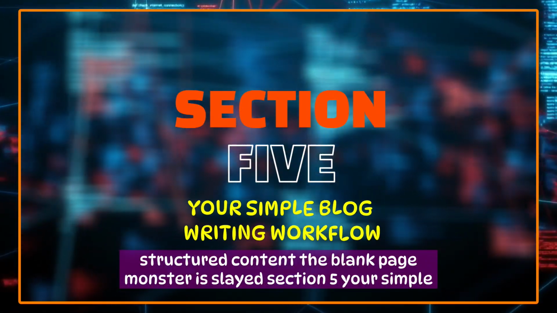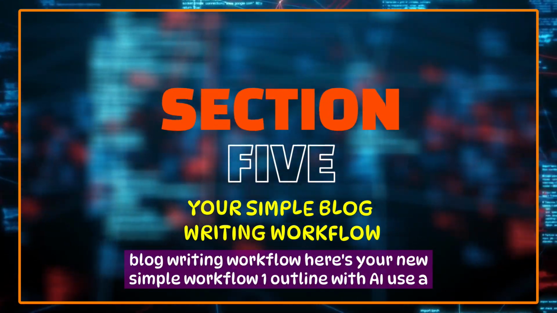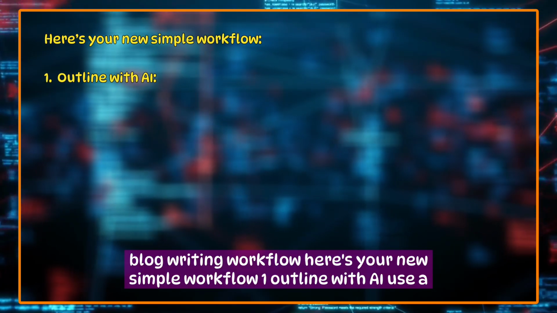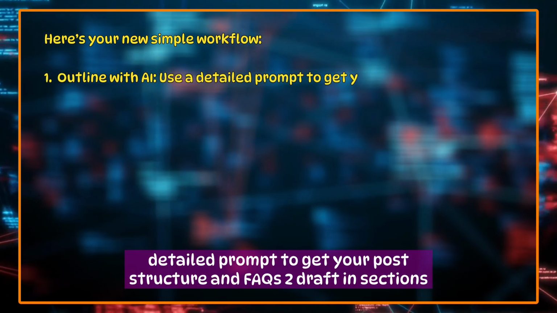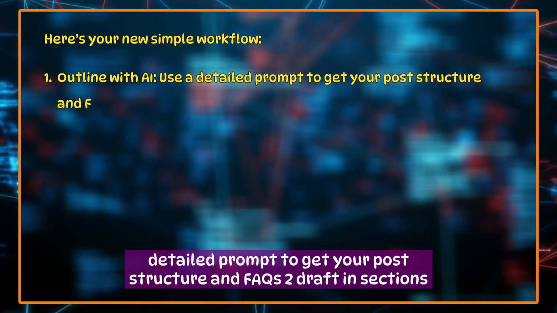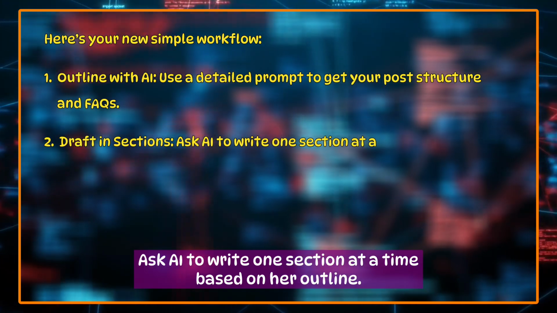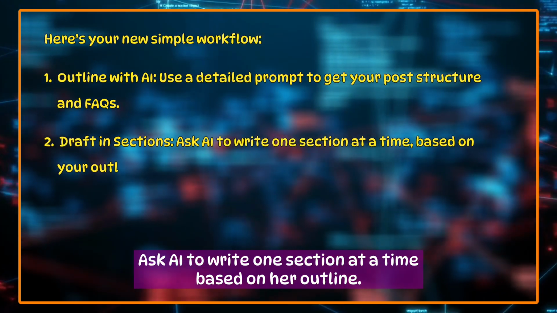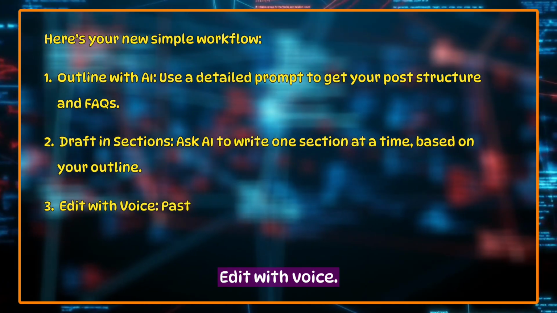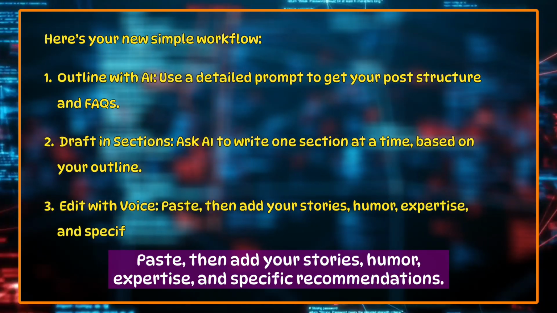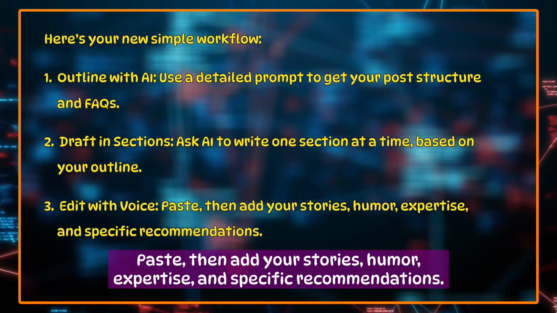Section 5. Your simple blog writing workflow. Here's your new simple workflow. 1. Outline with AI. Use a detailed prompt to get your post structure and FAQs. 2. Draft in sections. Ask AI to write one section at a time based on your outline. 3. Edit with voice. Paste, then add your stories, humor, expertise, and specific recommendations.